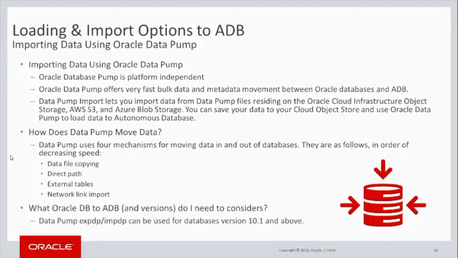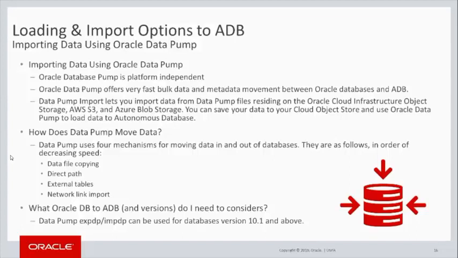You can save your data to your Cloud Object Store and use Oracle DataPump to load data to the Autonomous Database. Oracle DataPump offers very fast bulk data and metadata movement between Oracle databases and Autonomous Database. This is the preferred way to move between an existing database implementation and an Autonomous Database.